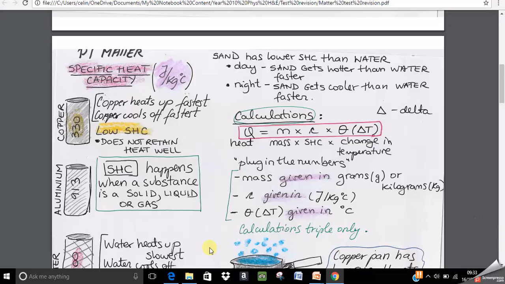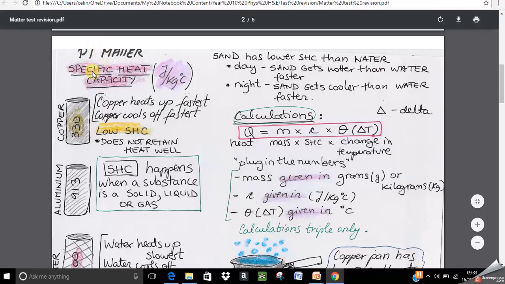Going back to P1 method, this is the specific heat capacity. The unit is joules per kilogram degrees Celsius. We will see this is important a little bit later.